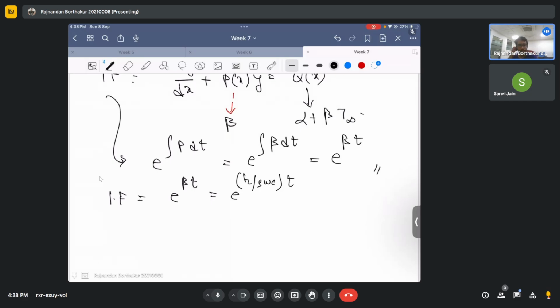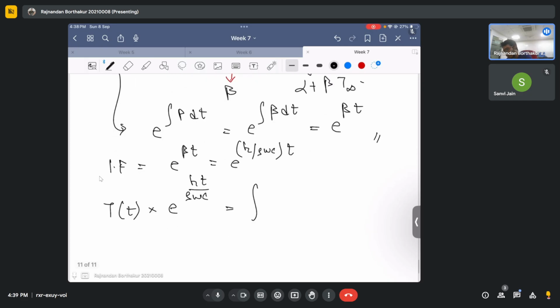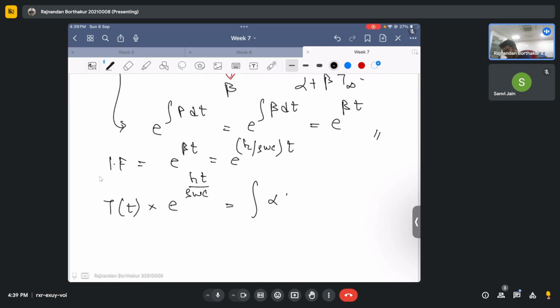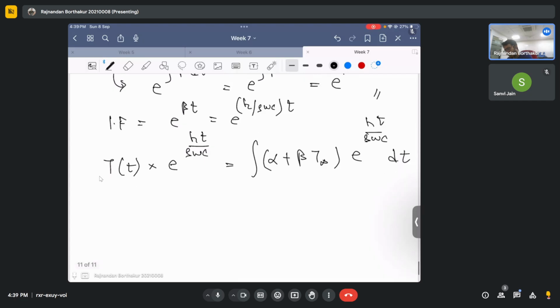So once you know the integrating factor, the solution is T, which is a function of time, the temperature, times the integrating factor, e power ht by rho WC, and this is equal to the integration of Q. Your Q is this term, alpha plus beta times T infinity, times the integrating factor e power ht by rho C, integrated with respect to time, plus the constant of integration.